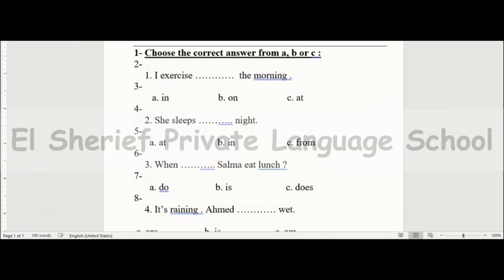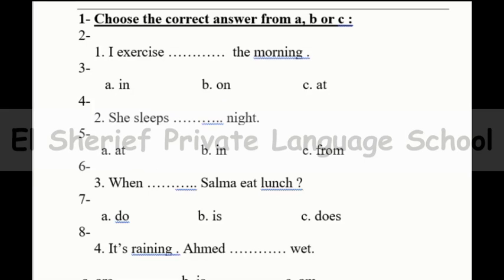Let's do some exercises on lessons 3 and 4. The first question, choose the correct answer from A, B, or C. Number 1. I exercise space the morning. In, on, at. The answer is I exercise in the morning. Underline in.